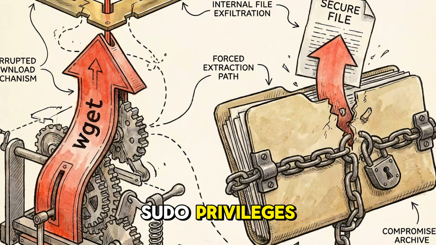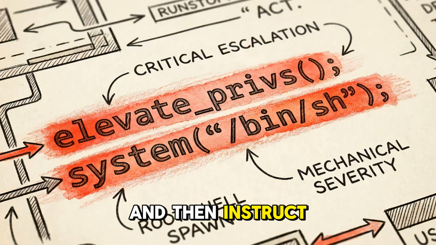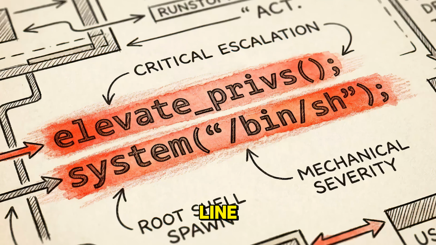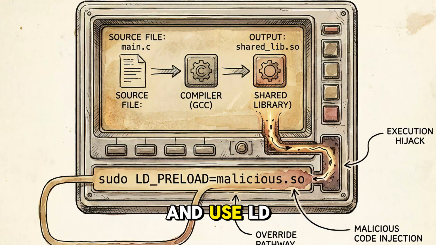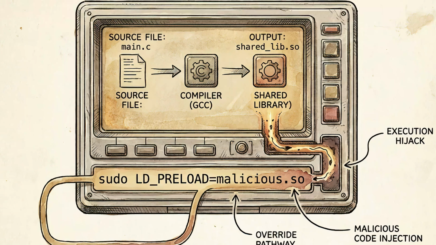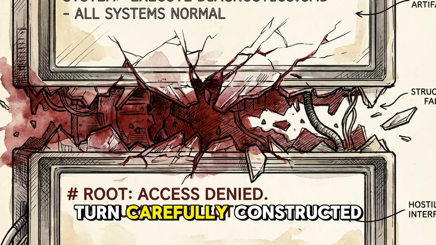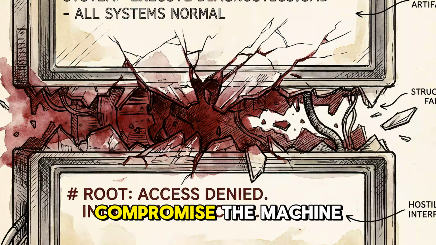An attacker exploits this by writing a tiny C program. They include the setgid(0) and setuid(0) commands, which refer to root privileges, and then instruct the system to spawn a command line. They compile this code into a shared library object and use LD_PRELOAD to execute it alongside any valid sudo command. Sudo vulnerabilities turn carefully constructed administration tools into the exact weapons used to compromise the machine.